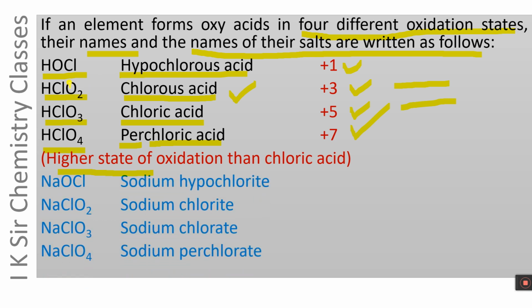NaOCl, the salt of HOCl, that is hypochlorous acid, is sodium hypochlorite. Accordingly, in a similar fashion, the name of NaClO2 is sodium chlorite. NaClO3 is the salt of HClO3, that is chloric acid, and hence its name is sodium chlorate. And what about NaClO4? It is the salt of HClO4, that is perchloric acid, and therefore its name is sodium perchlorate.